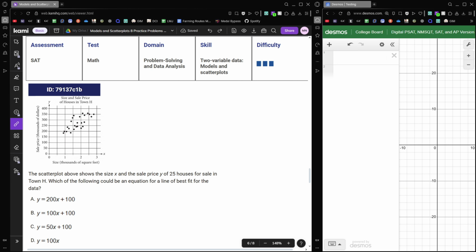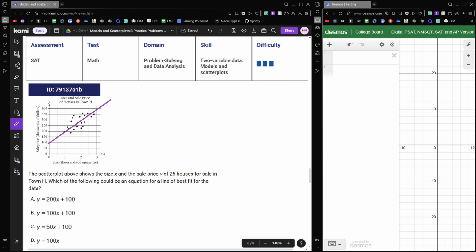Anyways, let's go ahead and make an equation for a line of best fit. First up, let's make our line of best fit. A line of best fit has to go through most of the points, so you want it to be around the center of the cluster of points. So it's going to look a little something like that.